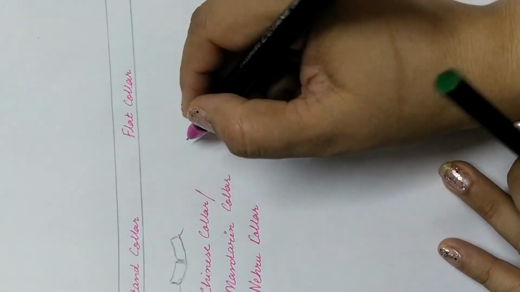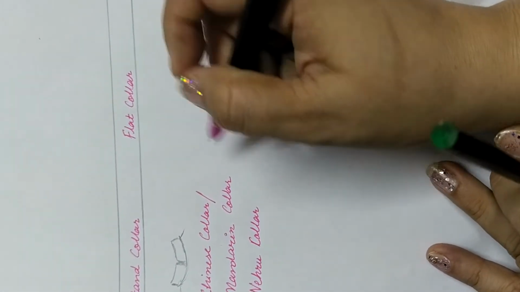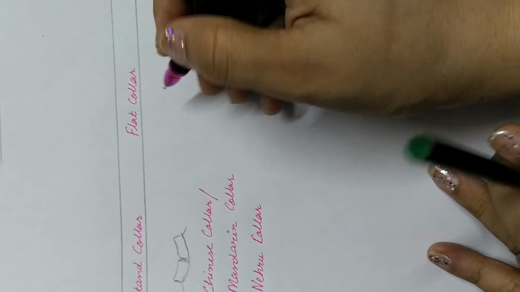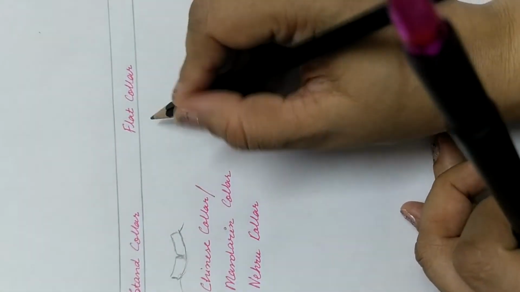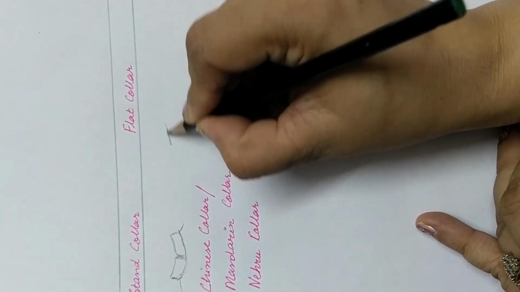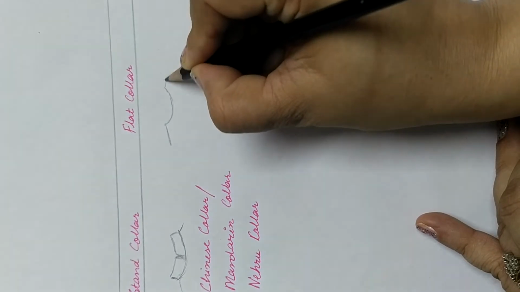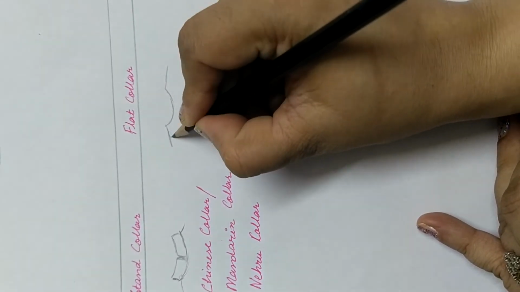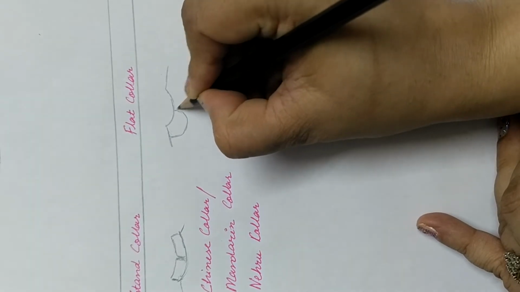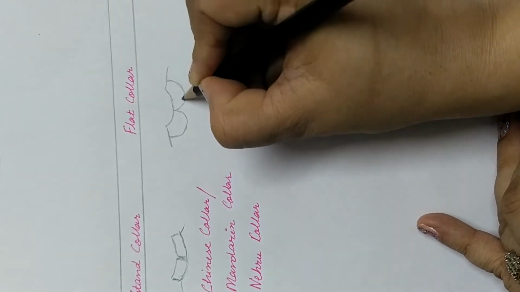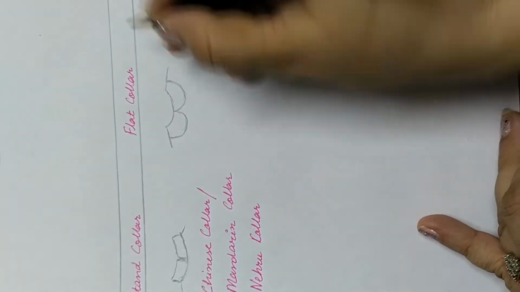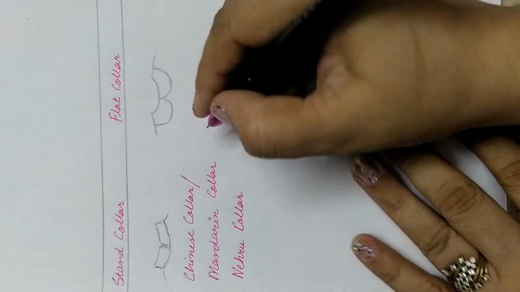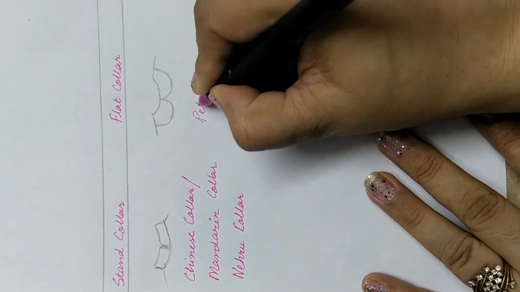Next is a flat collar. As the name says, flat. So this collar lays flat on the shoulder. So if this is the neckline and this is the shoulder, this is the kind of collar that is called a flat collar. So the collar bends and it lays flat on the shoulder. And the example of this collar is a Peter Pan collar.